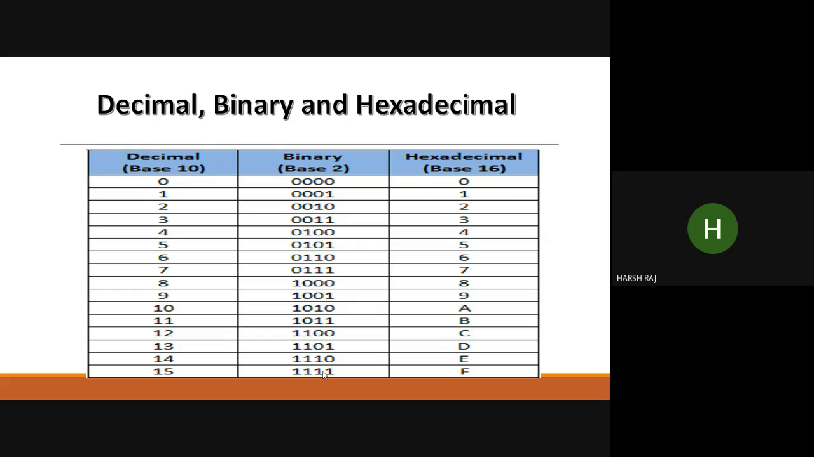Ma'am, in hexadecimal, why didn't we take 10, 11, 12, 13, 14? Why did we take A, B, C, D? Because in this coding we are trying to avoid two-digit numbers. If we wanted two-digit numbers, then we could simply write 10, 11, 12, 13, 14, 15. Instead of that, we are only using A, B, C, D to avoid two-digit numbers and avoid the confusion.